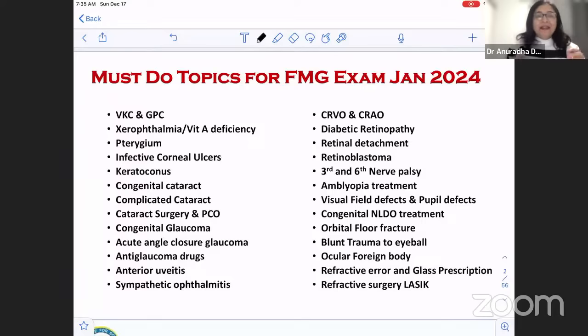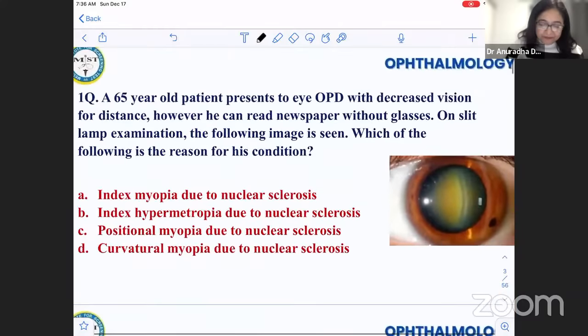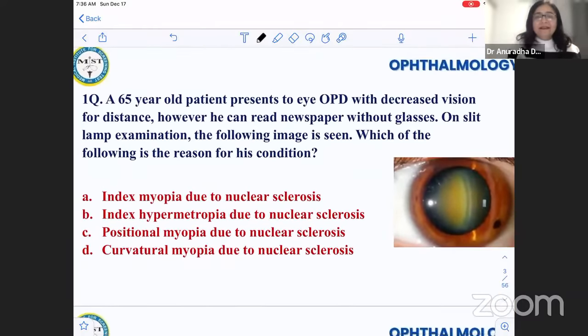Now let's begin our session. I'm going to start with the first question in today's session. Today's session will be approximately 2 hours. It all depends on how you guys are doing.